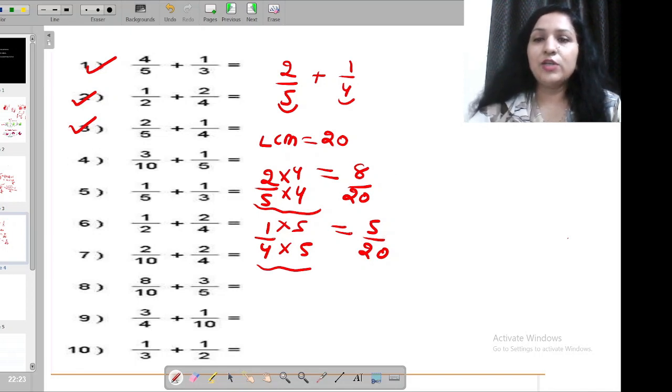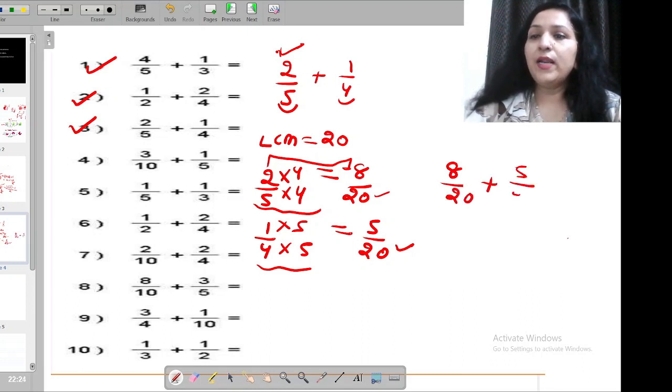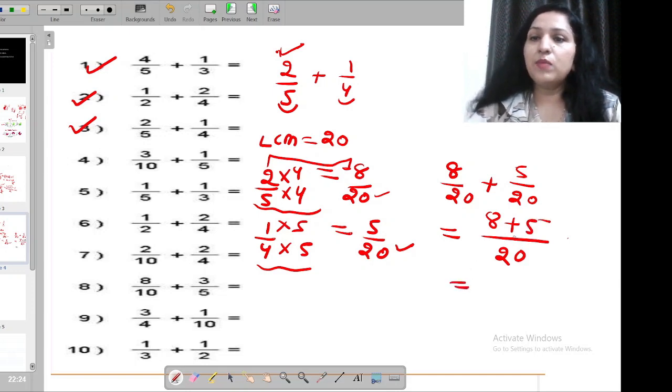And adding like fractions means denominator will be taken common and only numerator will be added. So I am replacing this first fraction. This we have changed to 8 upon 20. I am writing 8 upon 20 here. Second one is changed to 5 upon 20. I have replaced. 20 is the common denominator. Numerator is 8 plus 5. 8 plus 5 is how much? It is 13 upon 20. Okay, 8 plus 5 is 13 upon 20.